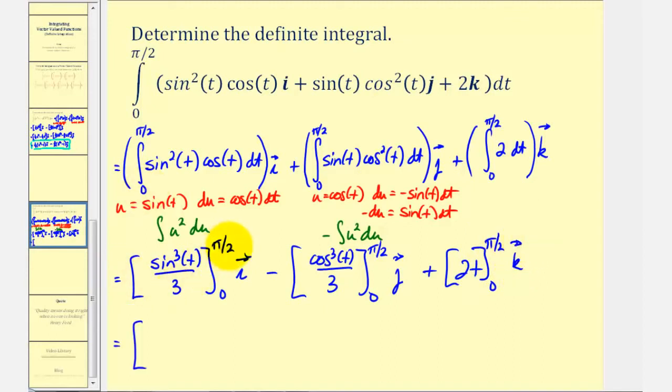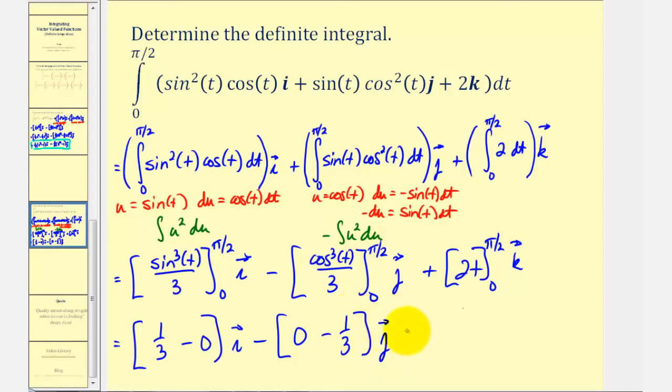So we first substitute t equals pi over 2. Sine pi over 2 is 1, so we'll have 1 cubed divided by 3, that's 1/3, minus, when t is 0, sine 0 is 0, so it'll be minus 0, times i, minus, cosine of pi over 2 is 0, so we'd have 0 minus, cosine 0 is 1, so we'd have 1 cubed divided by 3, or 1/3, times j, and then plus, notice when t is pi over 2, we have 2 times pi over 2, which is just pi, and then when t is 0, it's minus 0 times k.